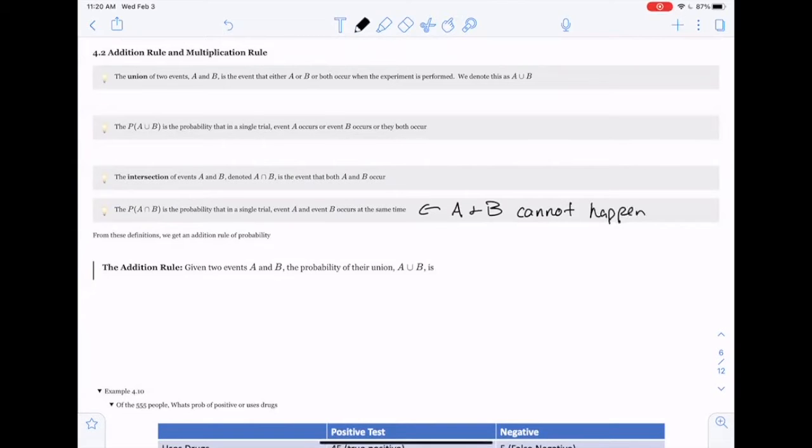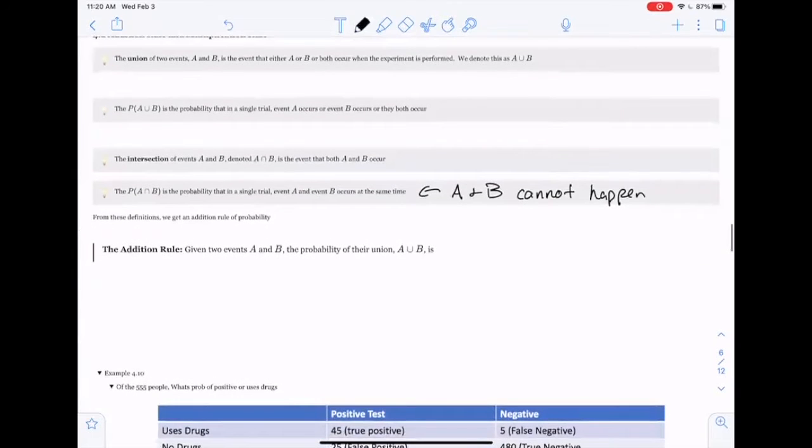right? For example, think about rolling a dice where event A is rolling a 3 and event B is rolling an even number. You cannot at the same time roll a 3 and an even number, but we'll get to that example. From these definitions, we get an additional rule of probability, which we call the addition rule.